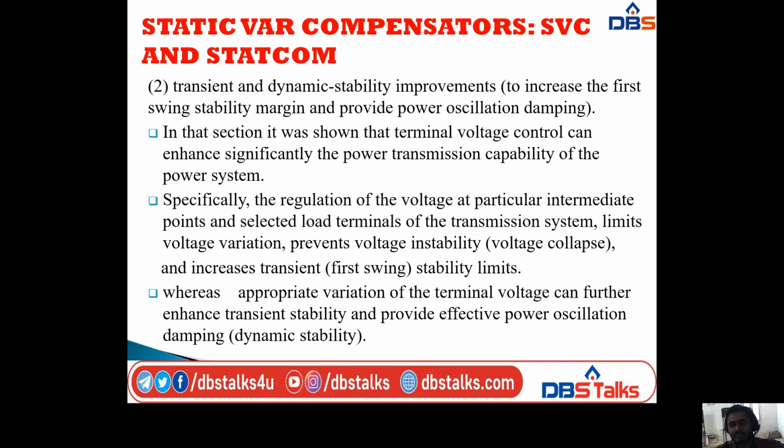So in the section on the objectives of shunt compensation, it was shown that terminal voltage control can significantly enhance the power transmission capability of the power system. Specifically, the regulation of the voltage at particular intermediate points and selected load terminals of the transmission system limits voltage variation and prevents voltage instability, that is voltage collapse, and increases transient stability limits, that is first swing. Whereas appropriate variation of the terminal voltage can further enhance transient stability and provide effective power oscillation damping, that is dynamic stability.